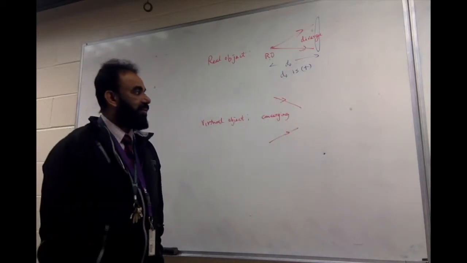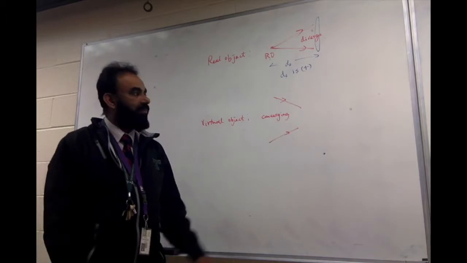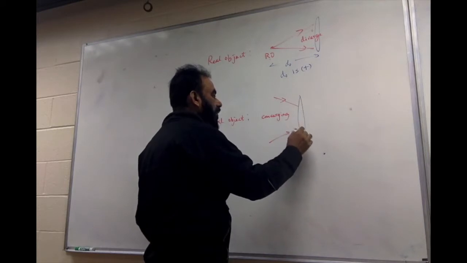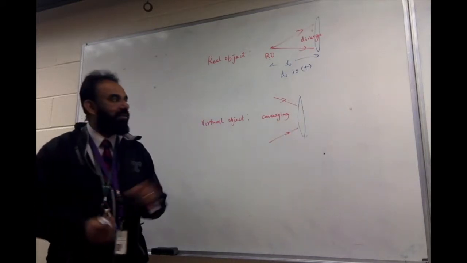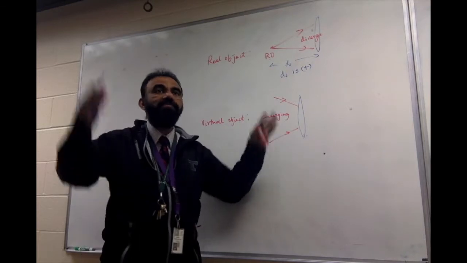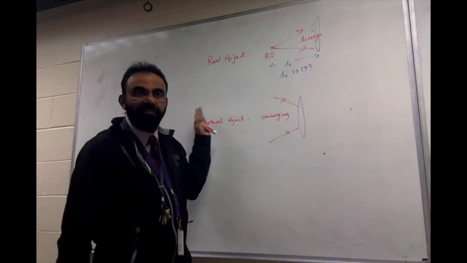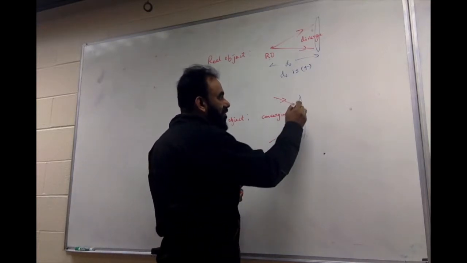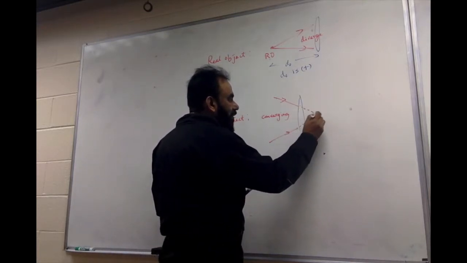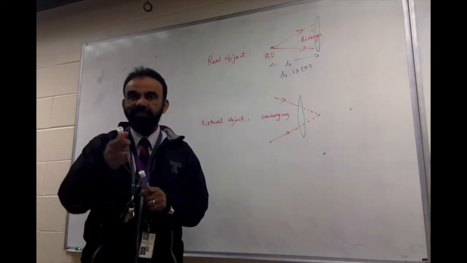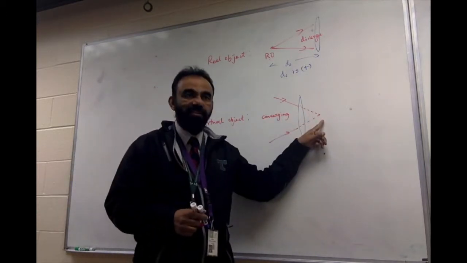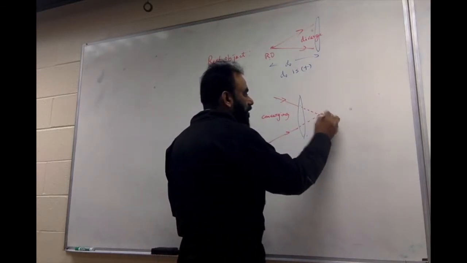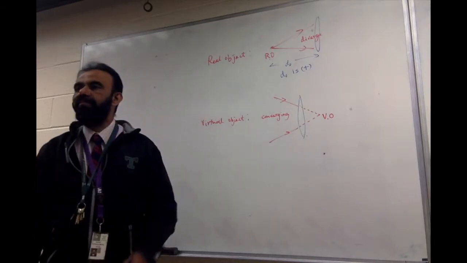DO is positive, right? Now, if you keep a lens over here, these rays are converging rays coming from somewhere. Definitely not on this side. And these are rays that would have converged here if the lens was not there. Right? These would have converged here if the lens was not there. And so this is considered as a virtual object.